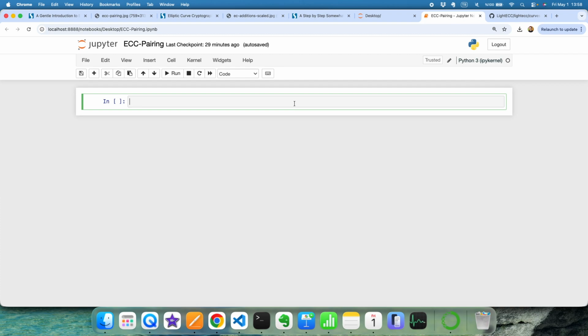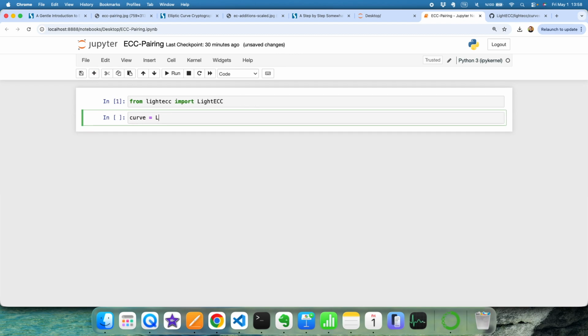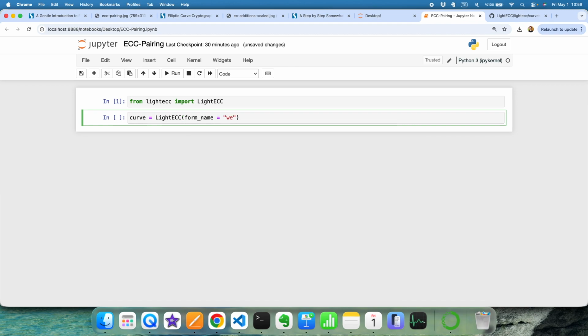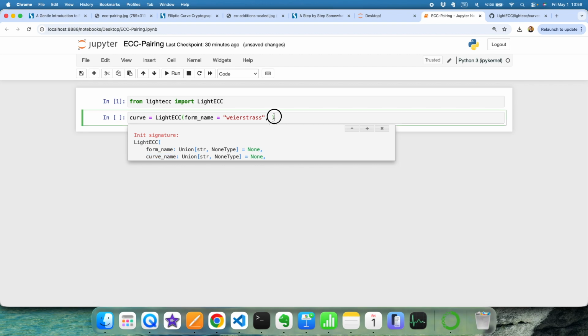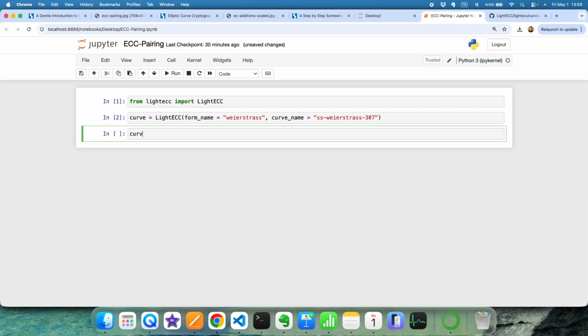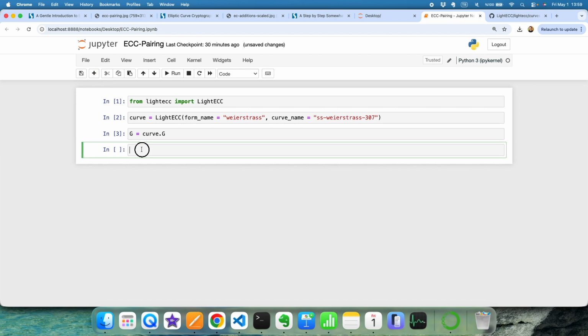I'm going to import the LightECC library first: from lightecc import LightECC. Thereafter, I'm going to build a curve. Curve is going to be LightECC's. If you check the input parameters, it has form_name, and I'm going to use Weierstrass form, and as a curve I'm going to use a specific curve, supersingular Weierstrass 307. The base point of this curve is defined under G. Let's store it in the G variable and let's see it.